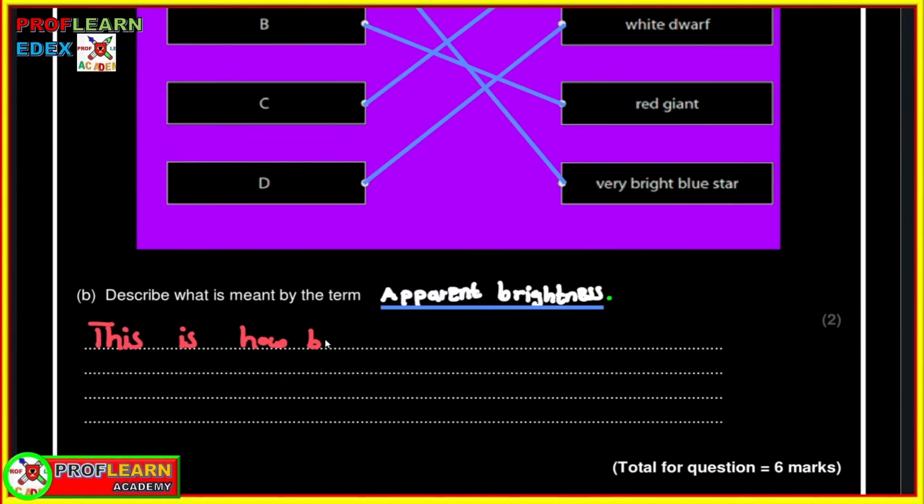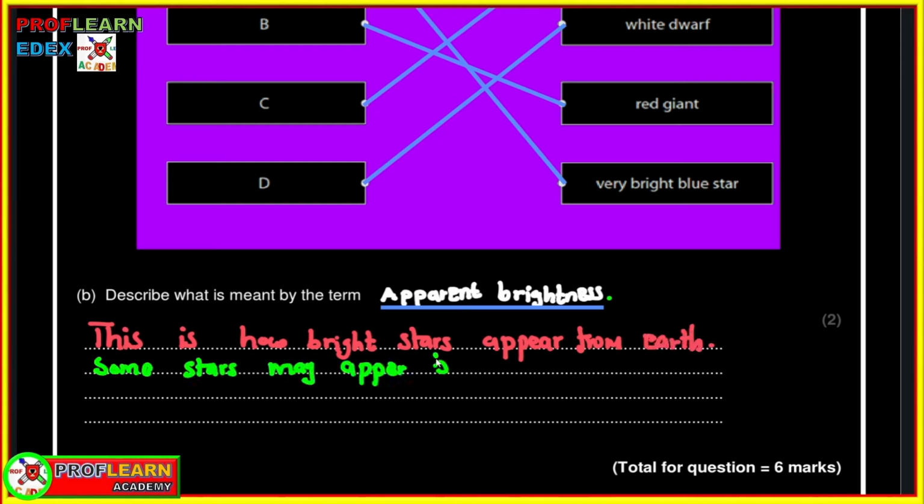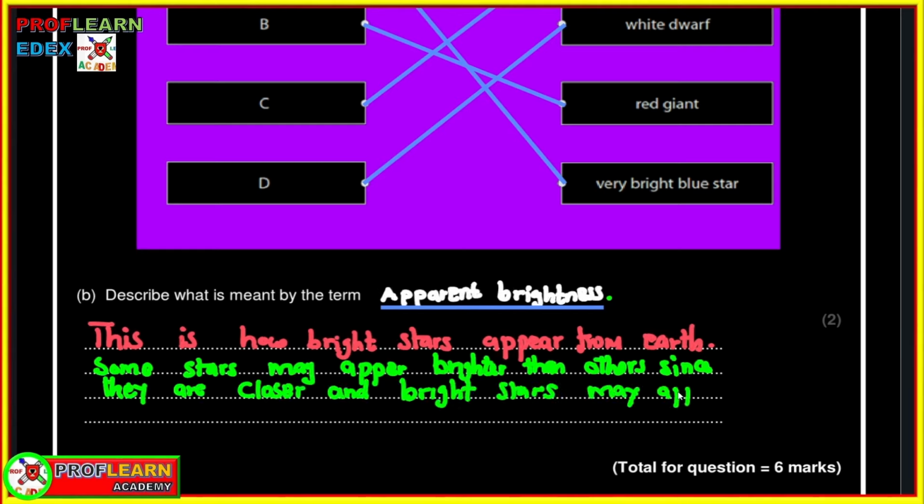Describe what is meant by apparent brightness. This is how bright a star appears from the Earth. But the other one, remember, we talked about the absolute magnitude of a star. So you need to understand the two differences so that anytime a question is asked from here, you are in a position to answer.